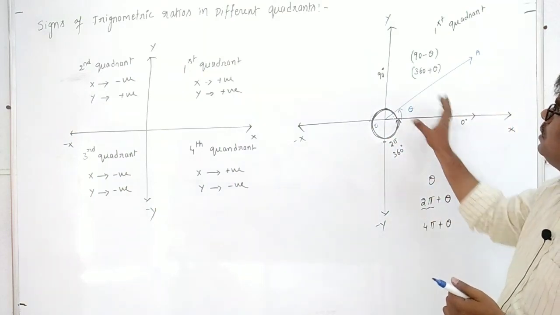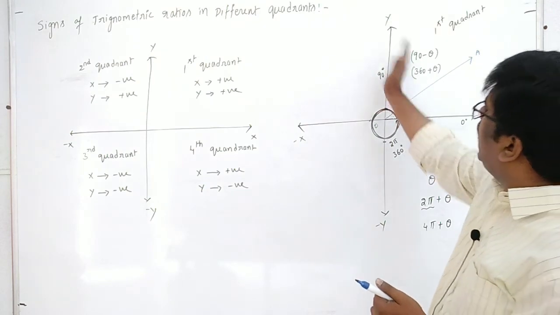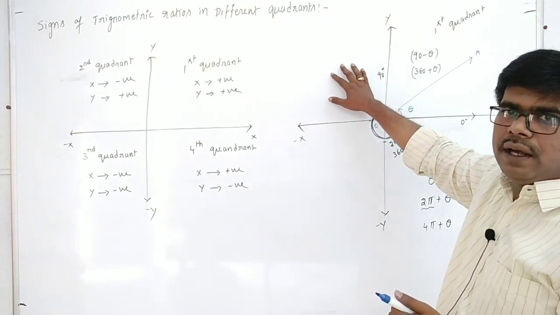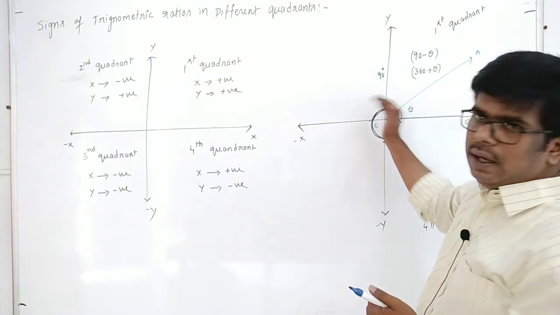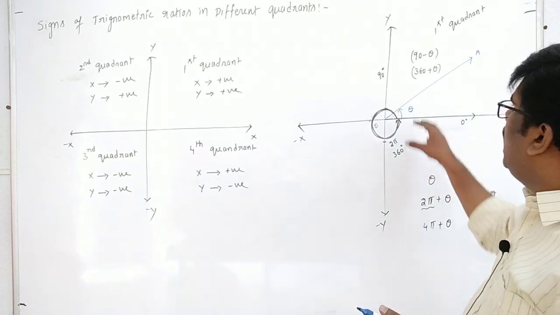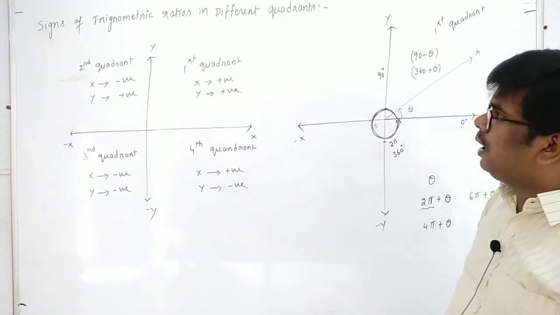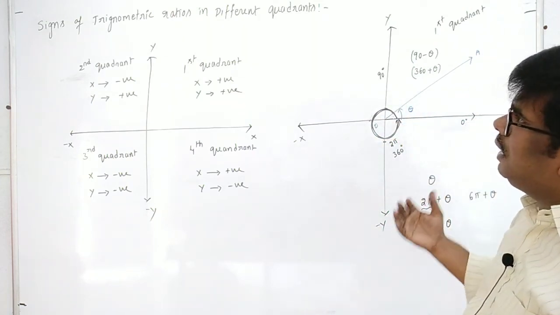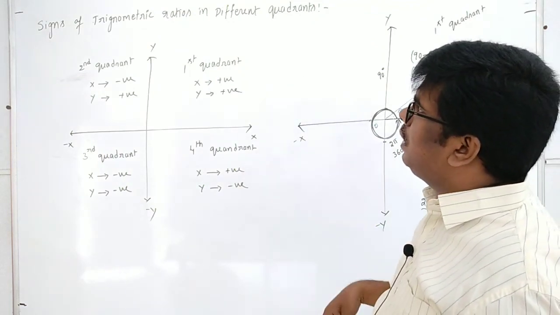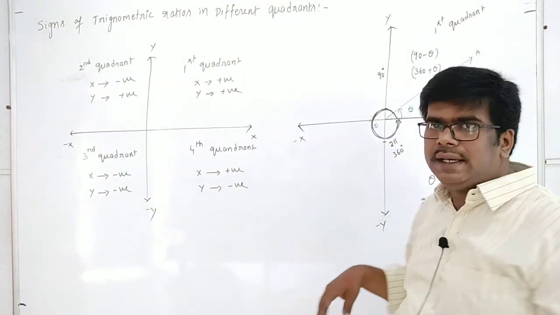Like that we can also say the second quadrant is above 90, so 90 plus theta, or else we can also say 180 minus theta. Like that, we can say the different angles for the different coordinates that we are going to discuss, and we can also discuss the sign conventions of trigonometric ratios in different coordinates.